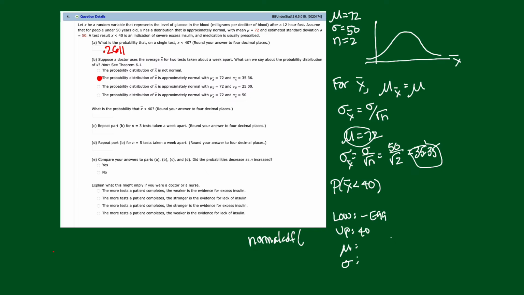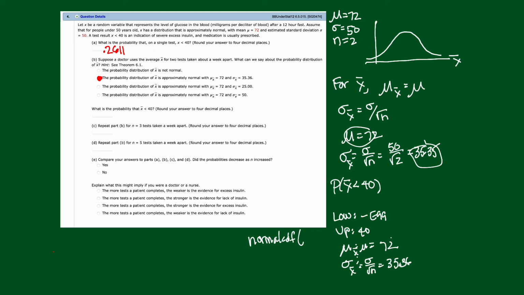Because we want X bar to be less than 40, it starts at negative infinity and goes up to 40. Now mu, these are actually the mu of the X bars, which we know is 72, and the sigma sub X bar, this is where we get sigma over the square root of n. What did we get for this? We got 35 point, I'll round off a little better this time.